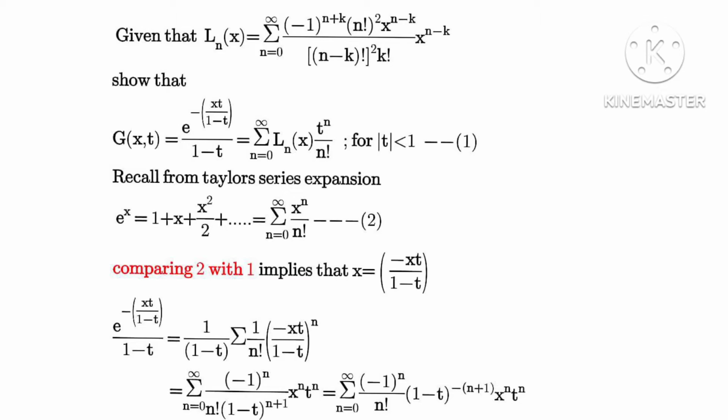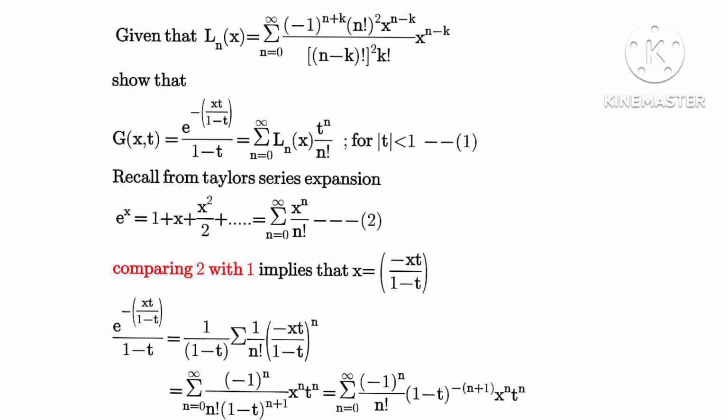Alright, so in this video we'll be proving the Laguerre polynomial. We have a function to be e raised to power minus st over 1 minus t, all divided by 1 minus t. So Ln of x, or Lₙ(x), is given as that. So this is a Laguerre polynomial, and we have to prove this.